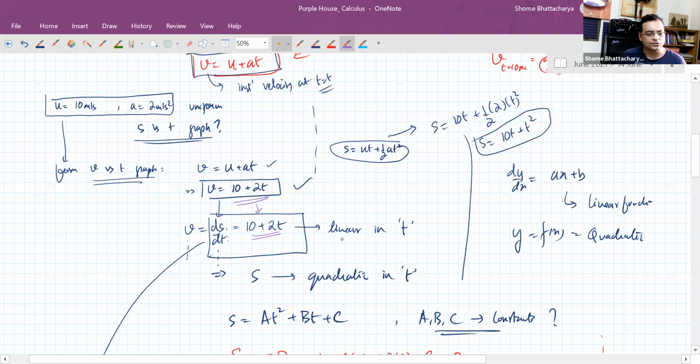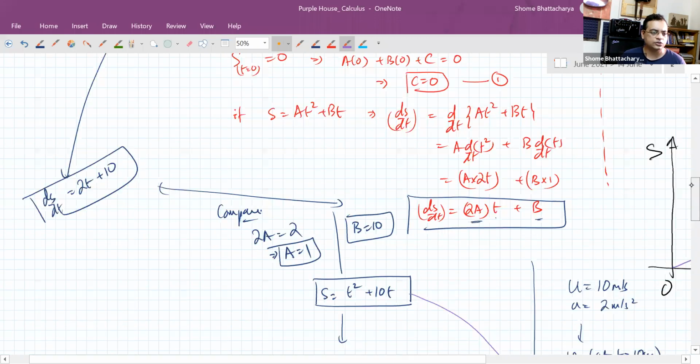If something's rate of change is linear, that something has to be a quadratic function, because we know the rule of calculus that when we differentiate a function, the power becomes 1 less. If we differentiate a quadratic function, we get a linear function. If we differentiate a cubic function, we would get a quadratic function. So here ds by dt is linear, which means s has to be quadratic.